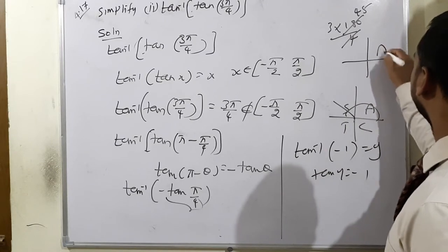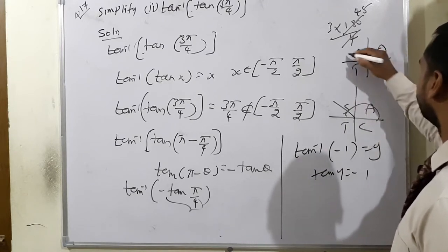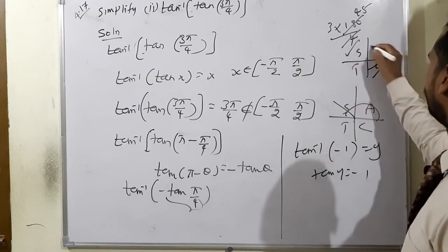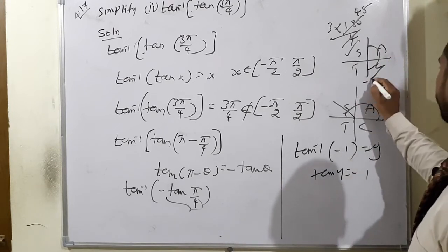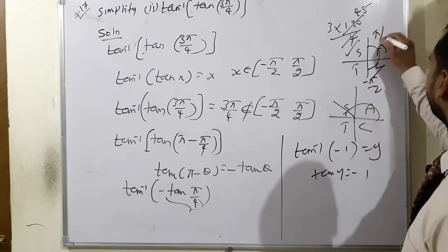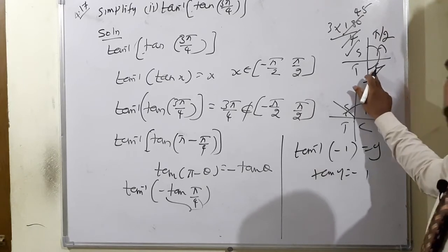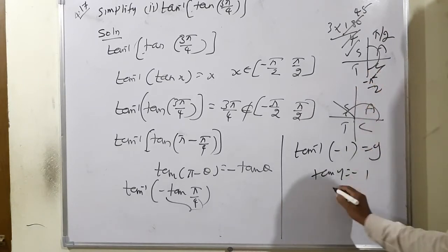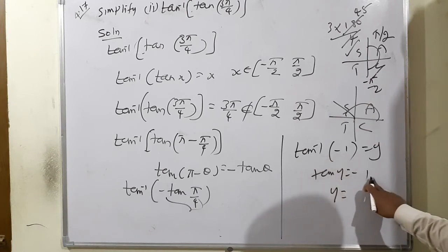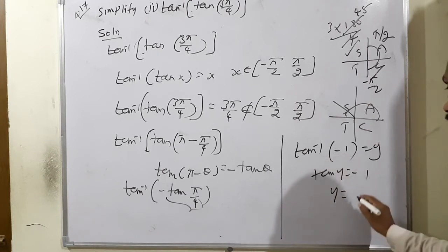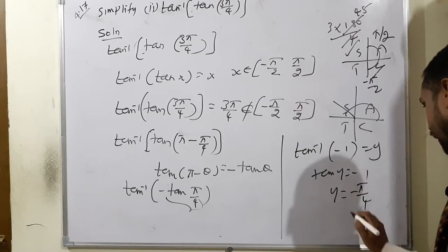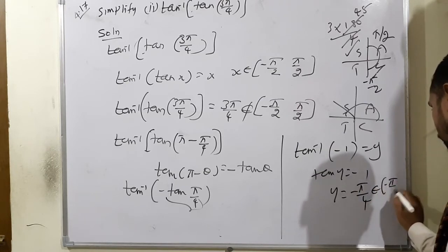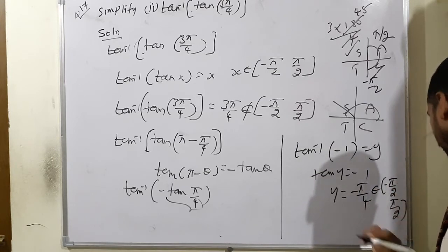According to the unit circle, All Silver Tea Cups means tan is negative in the second and fourth quadrants. So what is the range? Negative pi by 2 to positive pi by 2. Therefore, it lies in the fourth quadrant, where only cos is positive. Therefore, y is equal to, since tan pi by 4 is 1, pi by 4 but negative. It belongs to negative pi by 2 to positive pi by 2.